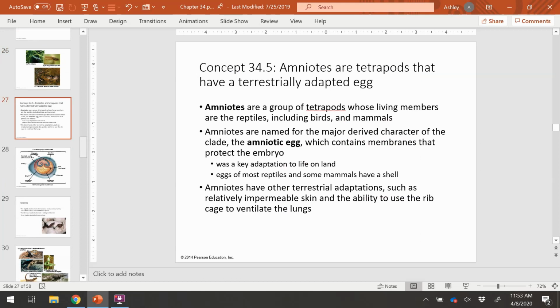All right, so moving along to the next group, the amniotes. They are tetrapods that have an egg, what we call an amniotic egg. Reptiles, birds, and mammals are in this group. They're known for this amniotic egg that contains membranes to protect the embryo. And the amniotic egg, we'll see in this next picture, has a few separate membranes that help the embryo. This was a key adaptation to life on land, moving those embryo offspring onto land instead of being in the water. This was a huge part of that. Some will have a shell with this egg, but others will have different developmental features, internal features that we'll see.